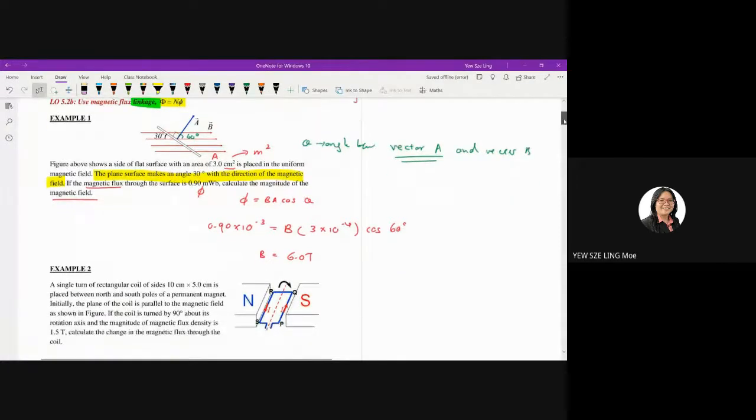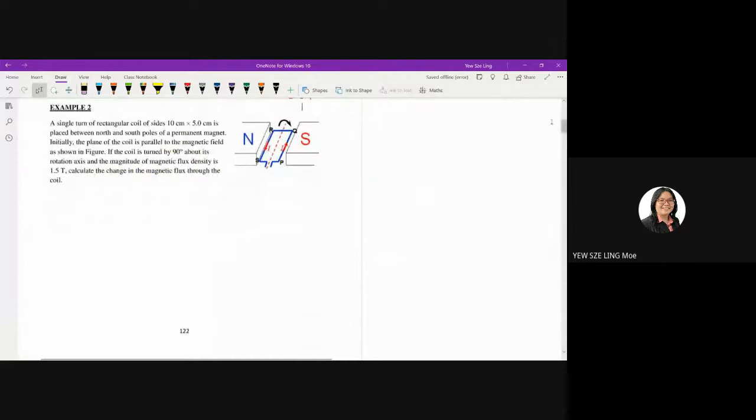Okay, now let's look at example 2. A single turn of rectangular coil of side 10 cm by 5 cm. So you are given the dimension, and from here you can then calculate the area. It is placed between the north and south pole of a permanent magnet.